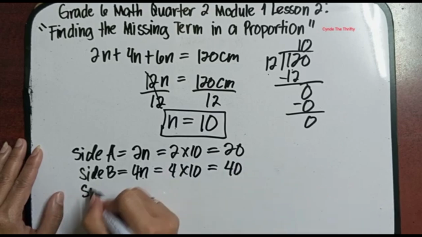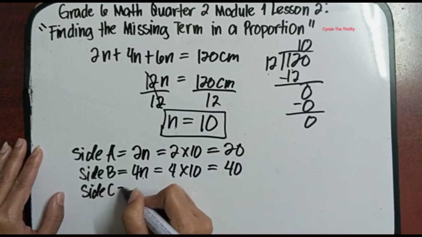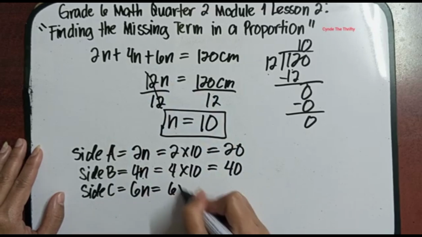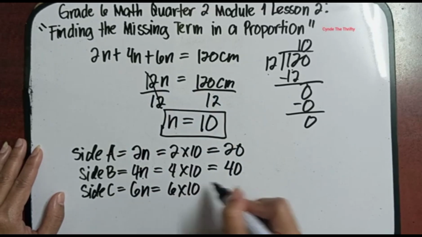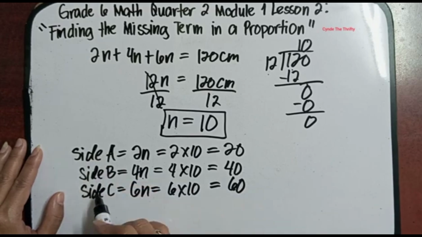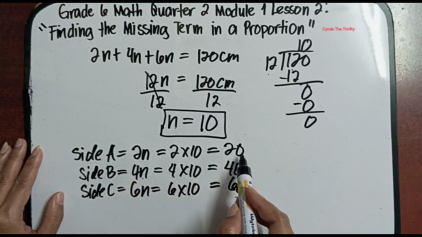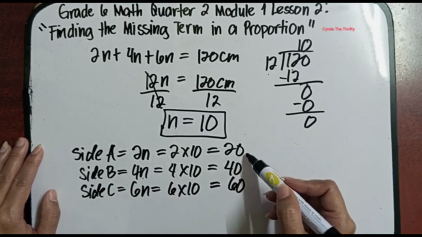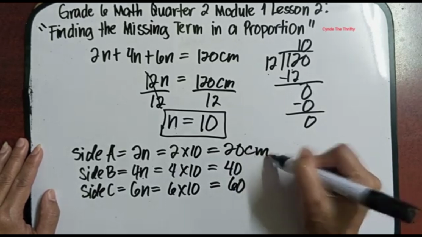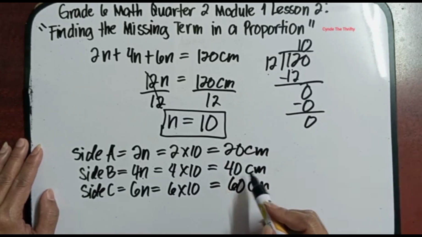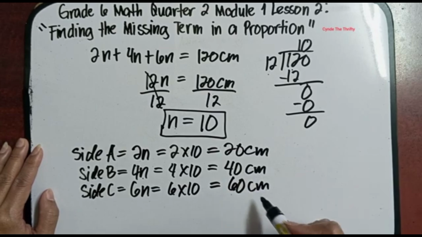Okay, so si side C, kasi tatlong sides si triangle, is 6n. So, 6, i-multiply sa value ng n na 10 is equal to 60. Okay, so tatlong side lang siya. Ibig sabihin, ang 2n natin is 20, ang 4n is 40, ang 6n is 60. So, alam na natin na ang isang side is 20 yung length, centimeter. Okay, so meron itong centimeter ha. Ang isang side naman is 40 cm at ang isang side is 60 cm.